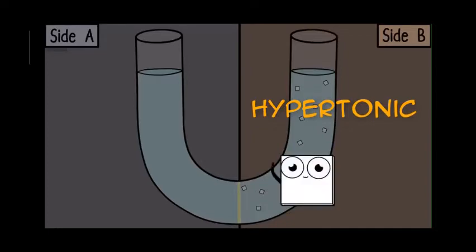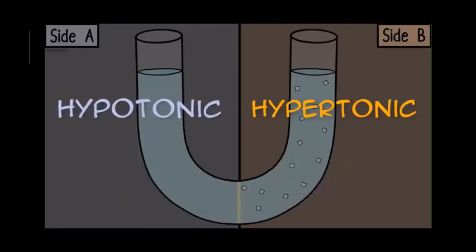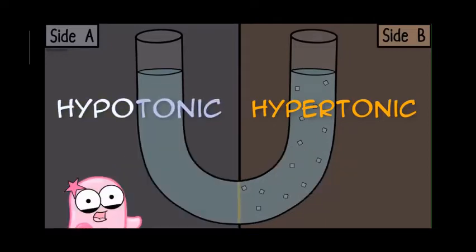In osmosis, water moves to the hypertonic side. We say side A is hypotonic. Hypo rhymes with low, which helps me remember that it's the low solute concentration when compared to side B.